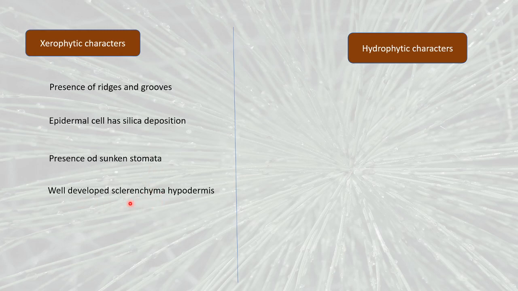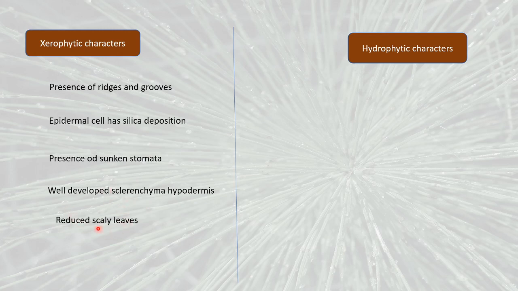There is well developed sclerenchyma hypodermis. So there is more sclerenchyma hypodermis present because sclerenchyma provides mechanical support. So xerophytes require good mechanical support, so therefore there is more sclerenchyma present.